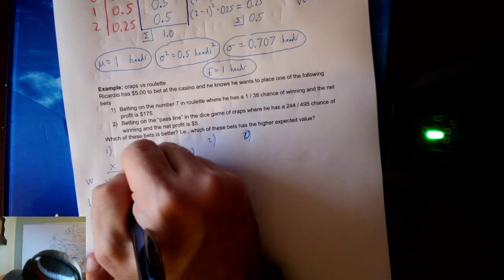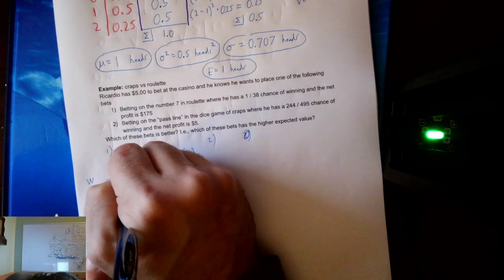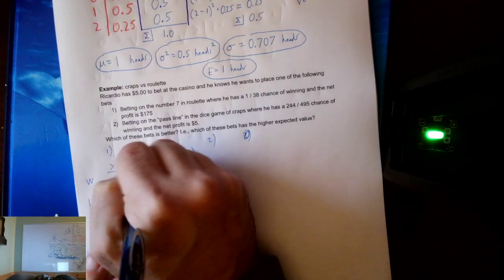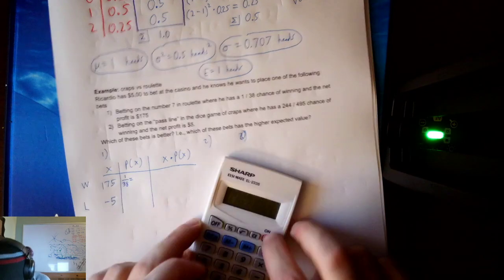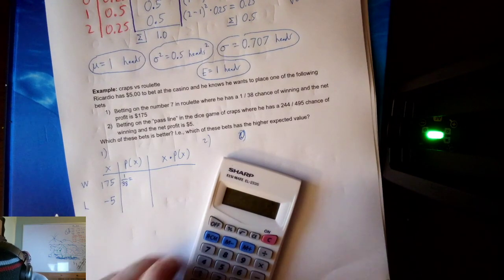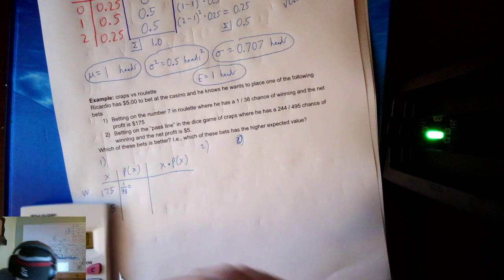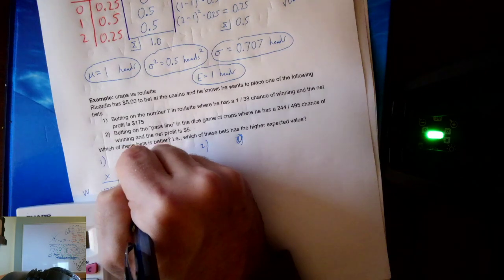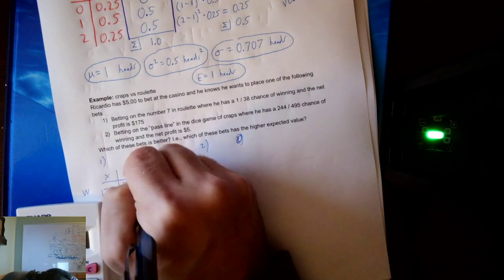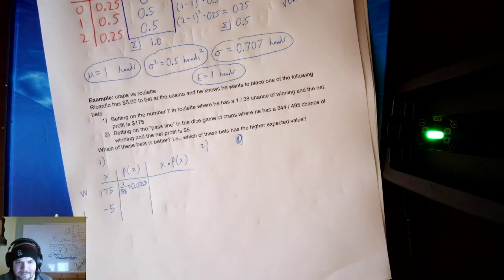Now, his odds of winning were 1 in 38. Right? His odds of winning were 1 in 38. Now, as a decimal, 1 in 38 is 0.0263157. I'm going to leave the fraction there as well, and we'll put 0.0263. That's his odds of winning.